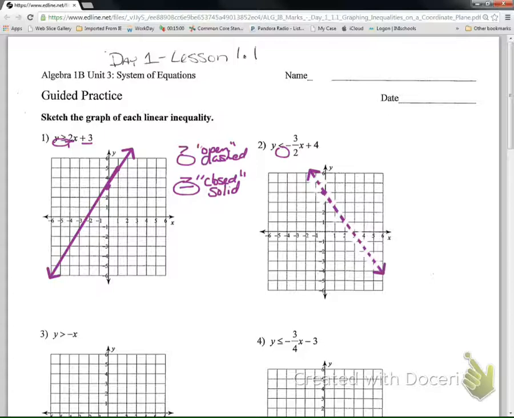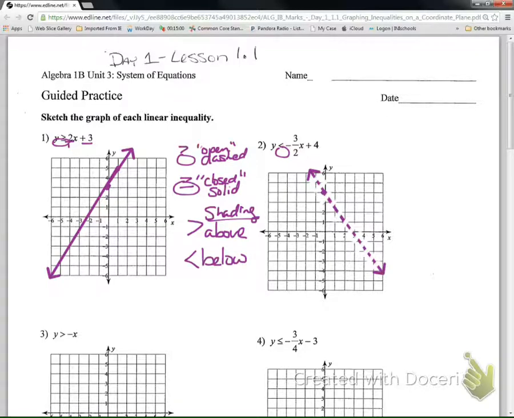Now we're not done with either one of these problems. We still have to represent that one is greater than and one is less than. So if you see the greater than sign, or your less than sign, then we have to do some shading. If it's greater than, then you're going to be shading above the line. If it's less than, then you're going to shade below the line.